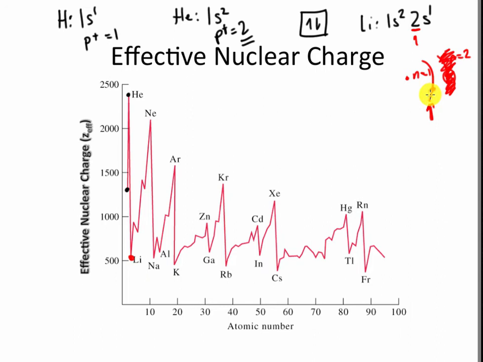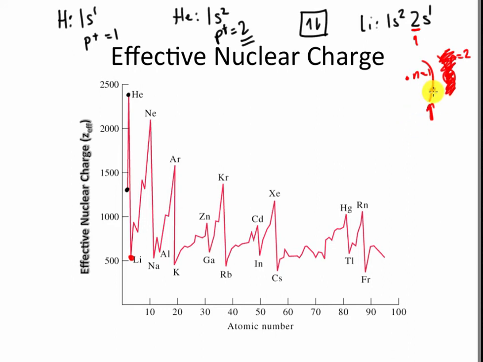Well, now we look at the next electron. Look what happens. That energy level is gone. We're now back into that first energy level. What happened to shielding? Well, shielding went down. So if shielding went down, what happened to the effective nuclear charge? Effective nuclear charge goes back up.